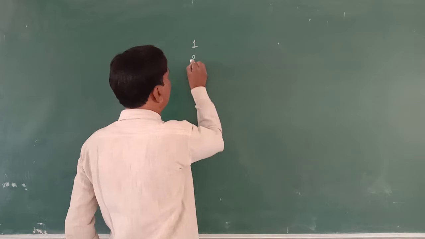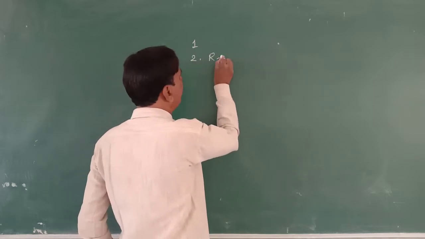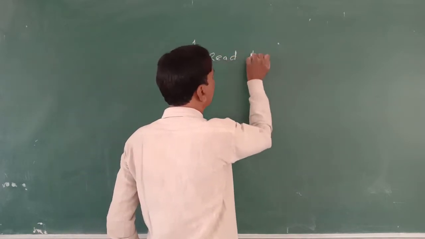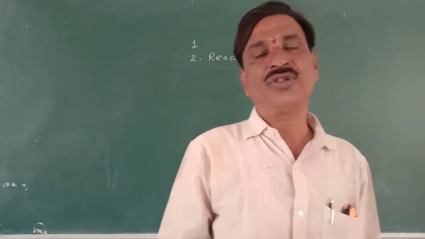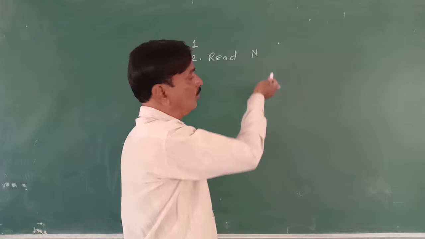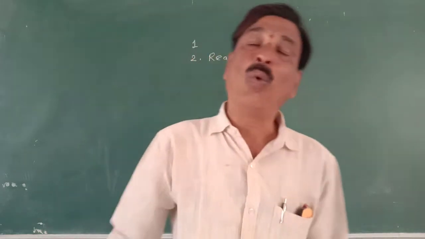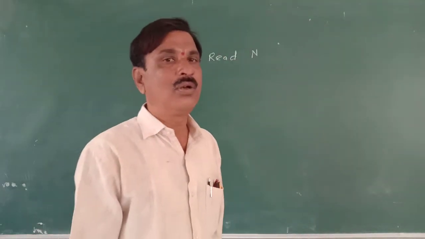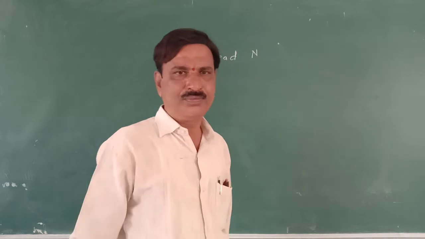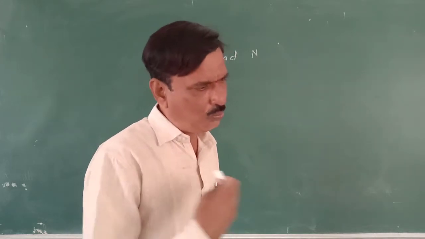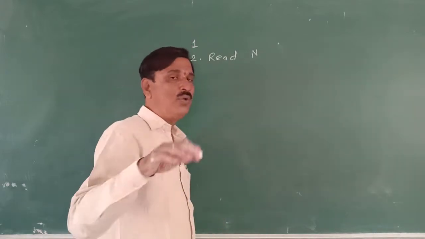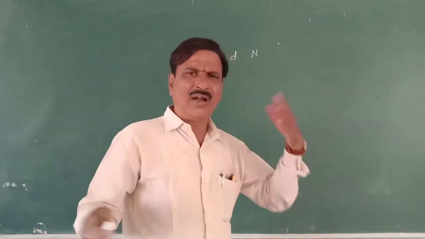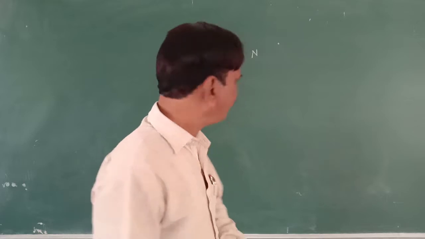Instruction number 1, 2. Read n. To whom we are instructing? We are instructing to computer. What we are instructing to computer? Read the value from keyboard. We are there to provide the value from keyboard. So whatever the value we will provide at runtime, it will be available in n.